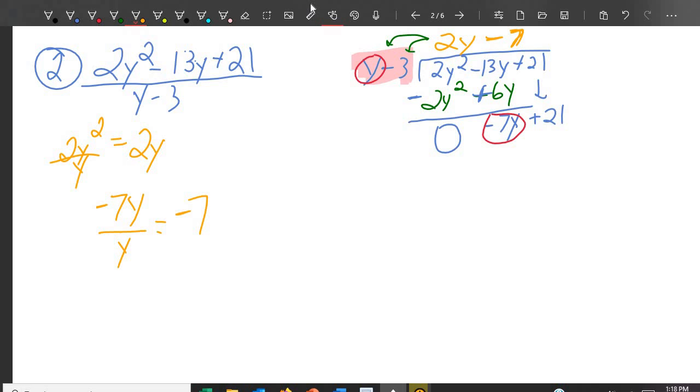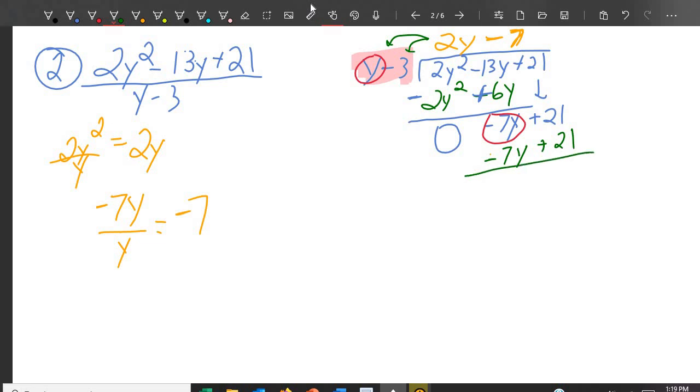And again, we have to take the negative 7 and multiply it by what I've got highlighted in pink. Negative 7 times y is a negative 7y. Negative 7 times negative 3 is a positive 21.